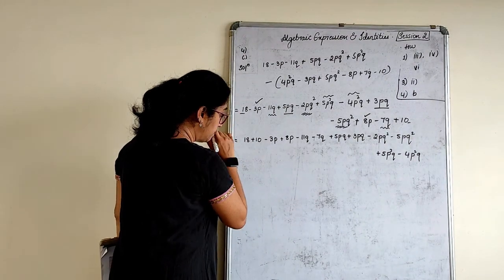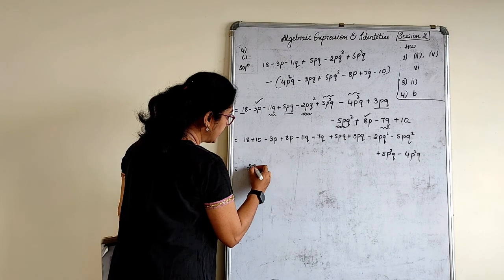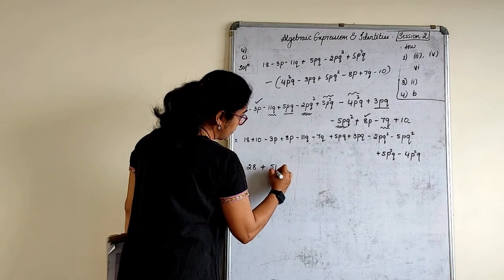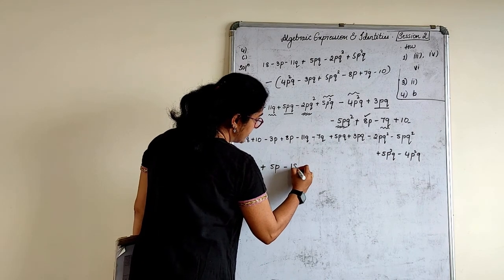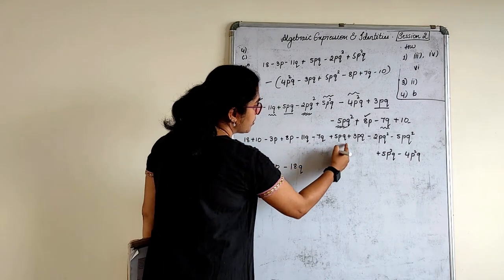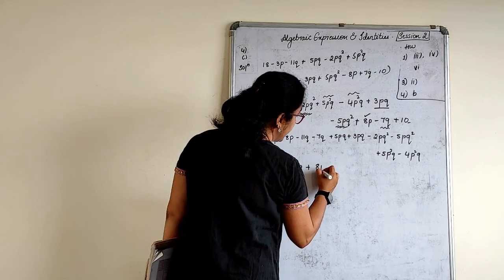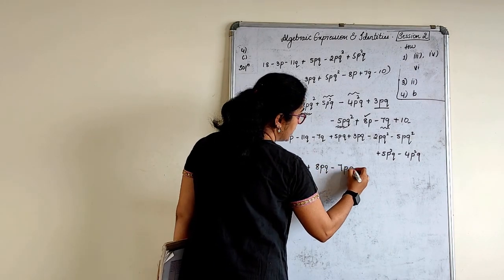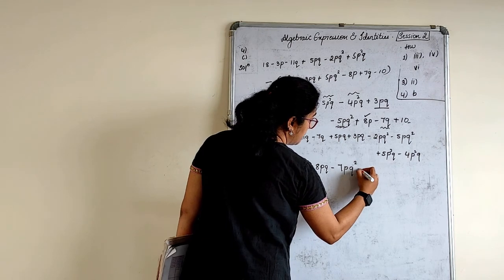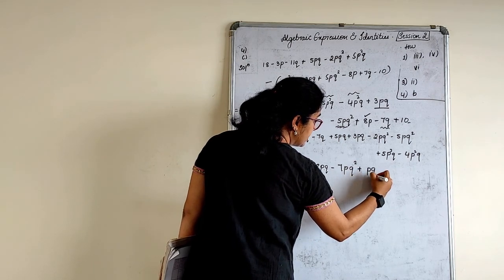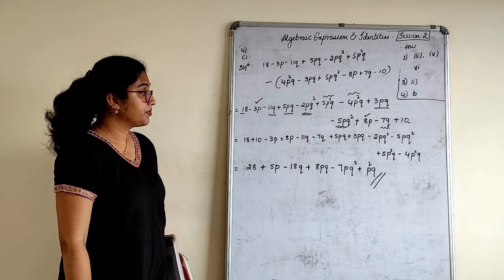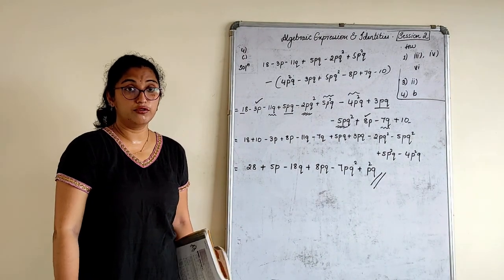So 18 plus 10 is 28, minus 3 plus 8 is 5p, minus 18q, plus 8pq, minus 7pq² plus p²q is your answer, right? So this is how you have to solve the sum.